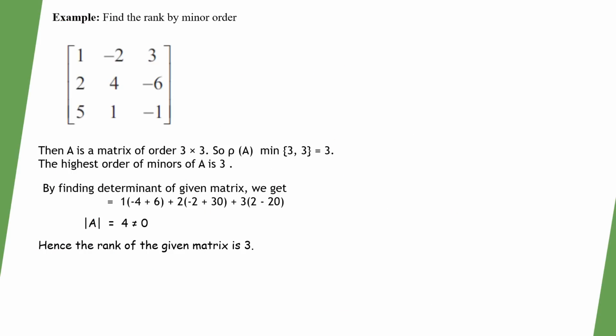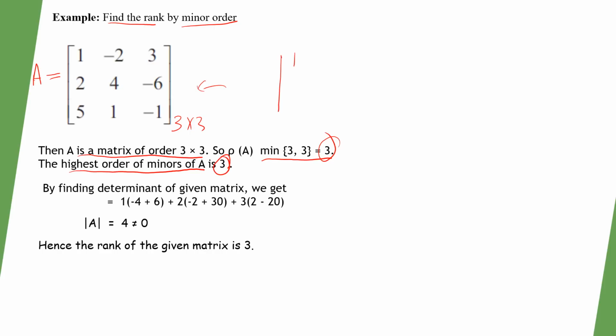Now take another example to find the rank by minor order. Suppose we have a matrix A and this matrix has an order 3 cross 3. So first we check the highest minor order of that matrix. So the matrix A is a matrix of order 3 cross 3. So the minimum of 3 and 3 is what? 3. The highest order of the minor of A is 3. Means we have a minor of order 3 by 3.